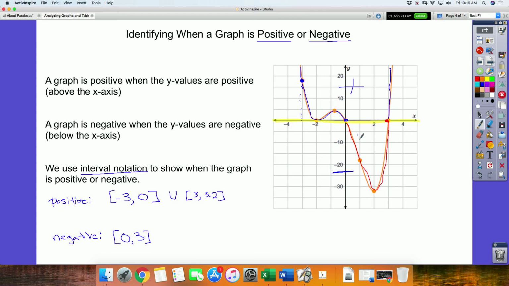So anytime there's a change, we're going to put a new interval. So this is the section from negative 3 all the way to 0. Then from 0 back up to 3, it dropped into the negatives, and then it starts going back up positive. So anytime you see a gap, or you see it switches, we're going to have to stop and make a new interval. And then next time it goes positive or negative, we just make a new interval.